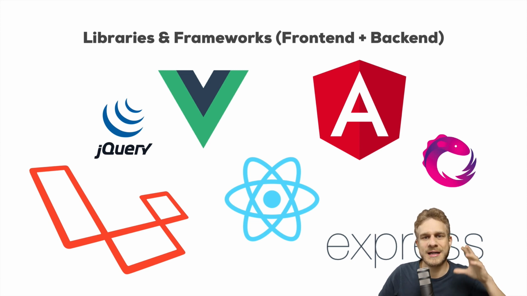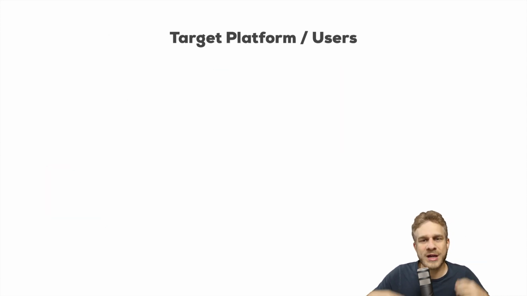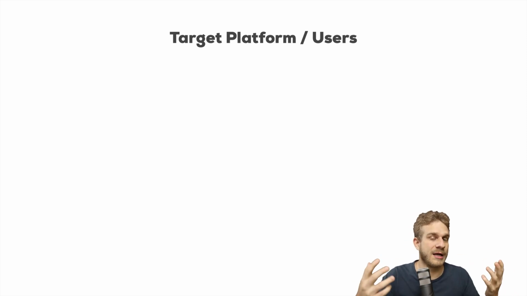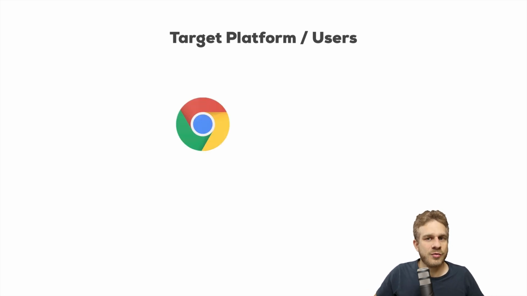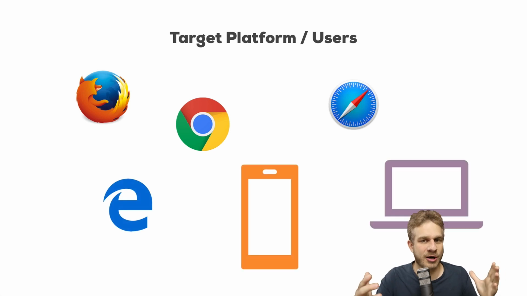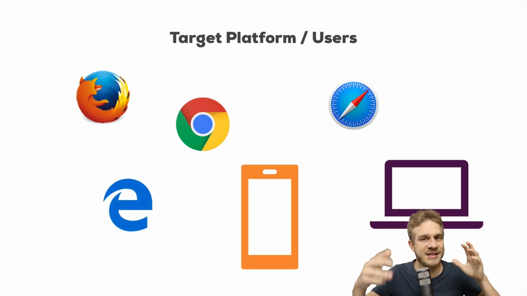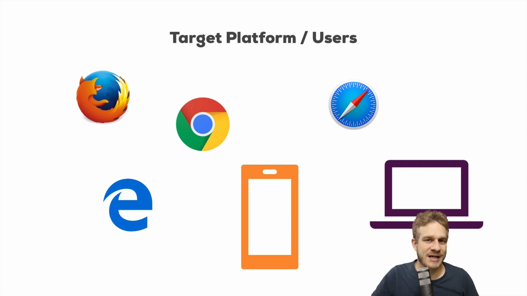Now that was a lot of talking about libraries and frameworks. We also have to think about the users we're targeting, the platforms we're targeting. Frameworks and libraries allow us to solve problems and build, in the best case, better applications. However, the kind of applications we build also depends on the target platform we're building it for. And there, we of course have different browsers we can target. And we also have mobile versus desktop, which is a huge change we experienced over the last years.